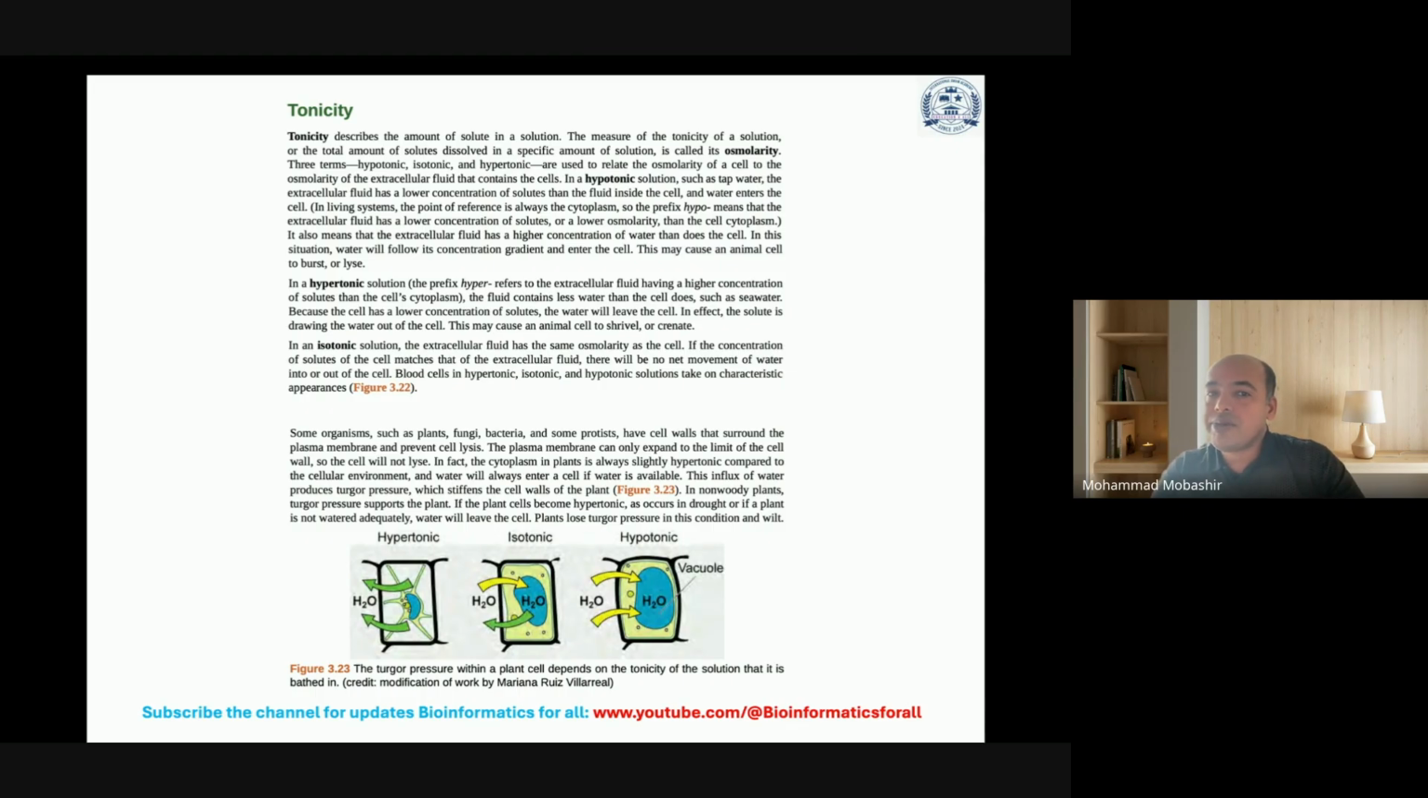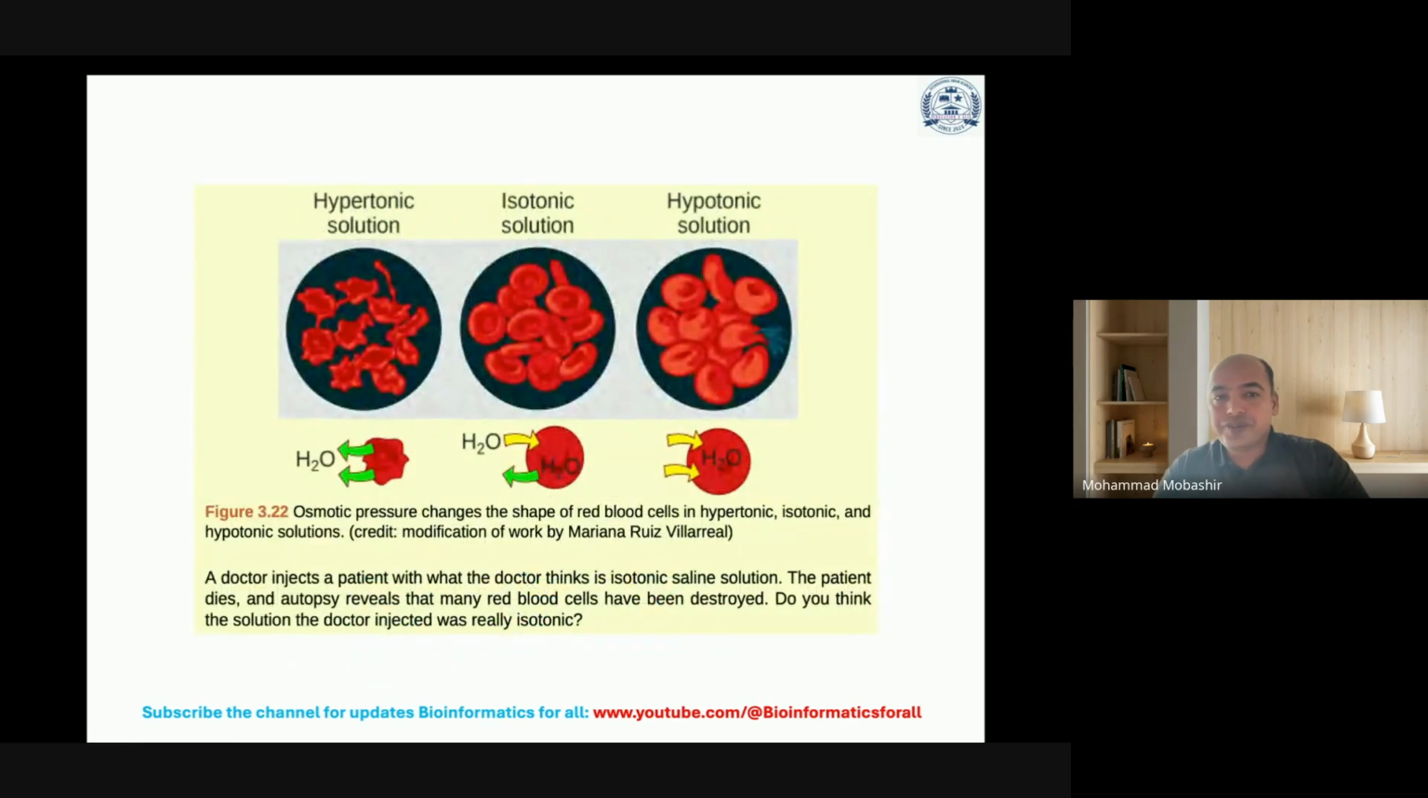Blood cells in hypertonic, isotonic, and hypotonic solution take on characteristics appearing in figure 3.22, which was described in the book. But you can see here the example of hypertonic, isotonic and hypotonic solutions. Now, another example, this is the figure which I was talking about. So how these three types of solutions look, and you could understand it in a better way.